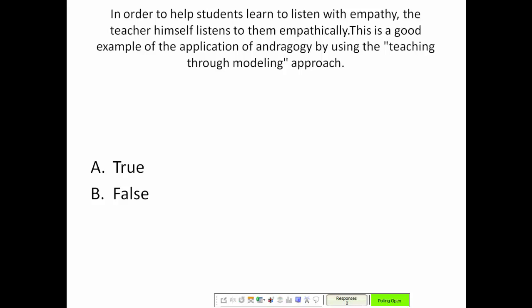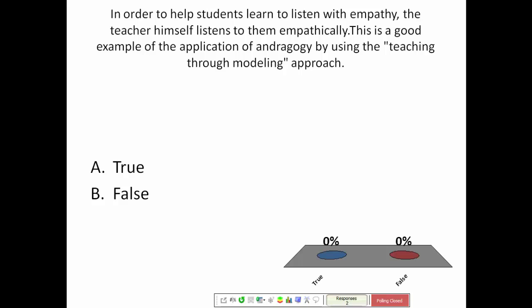In order to help students learn to listen with empathy, the teacher himself listens to them empathically. This is a good example of the application of andragogy by using the teaching through modeling approach. Is that true or false? So now our students get a chance to answer the question. Both of them have responded, so we can take a look at how they did.